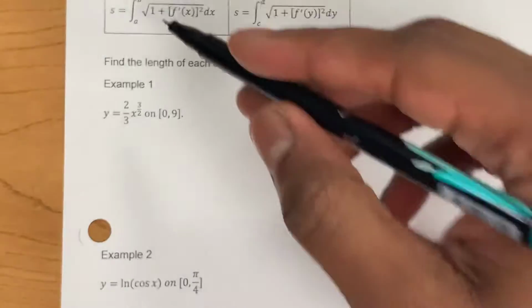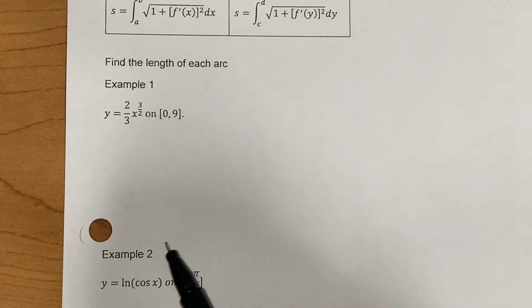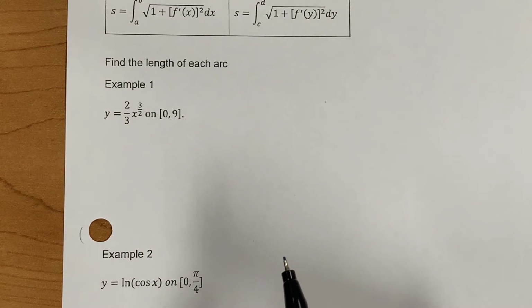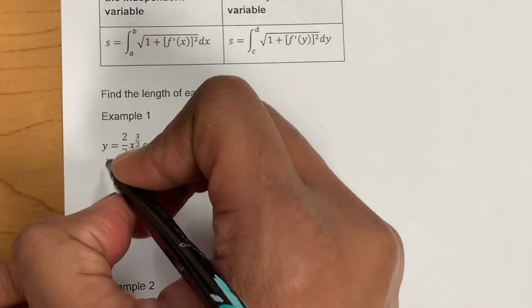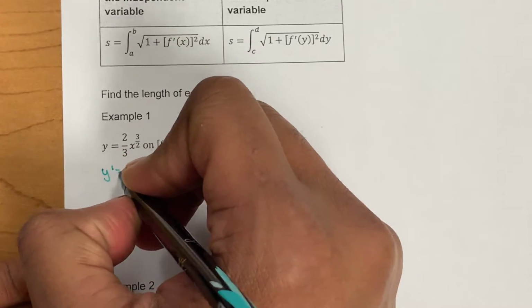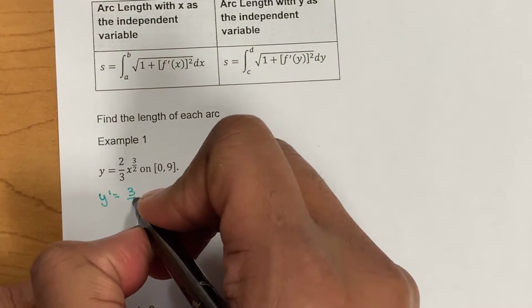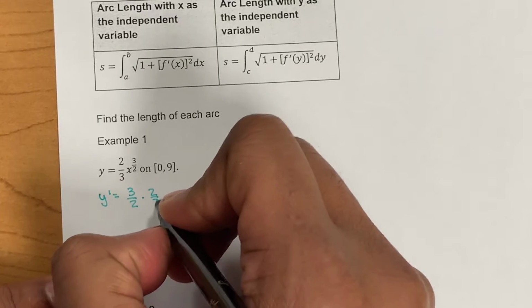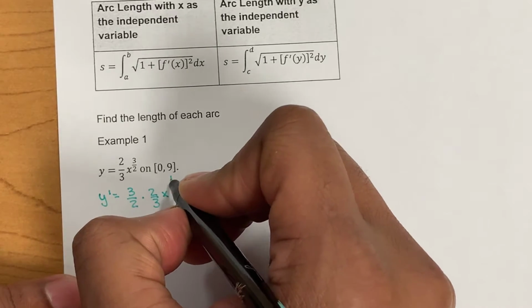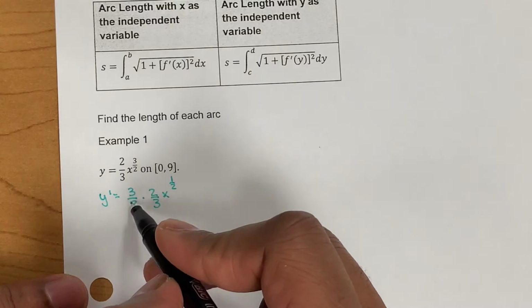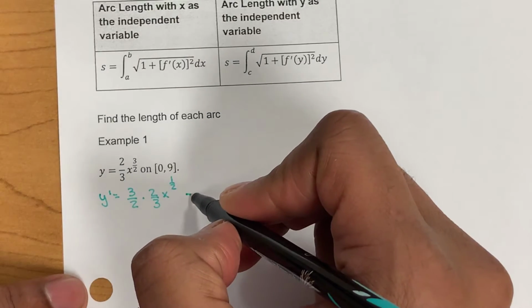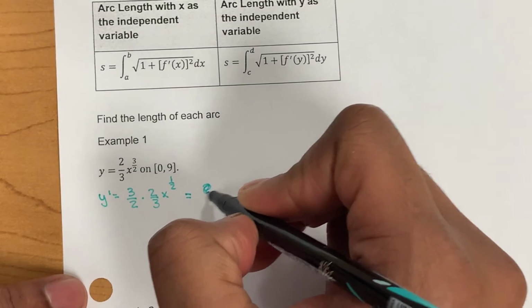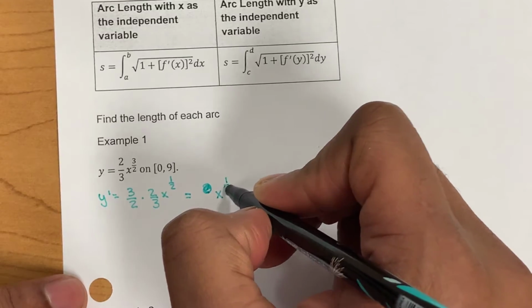So for the first example, we have y equals 2/3 x to the 3/2. To do arc length, you always need the derivative. So first, the derivative is 3/2 times 2/3 x to the positive 1/2. Multiply the exponent to the front, subtract 1. So this simplifies to just be x to the positive 1/2.